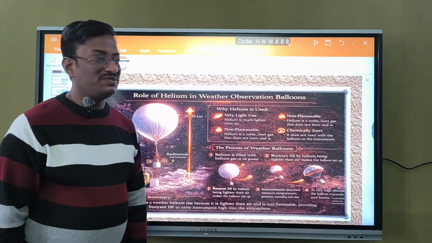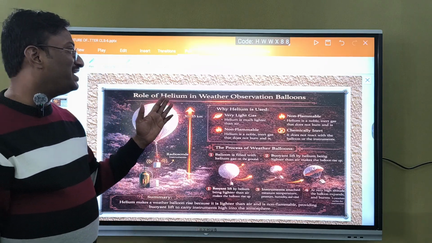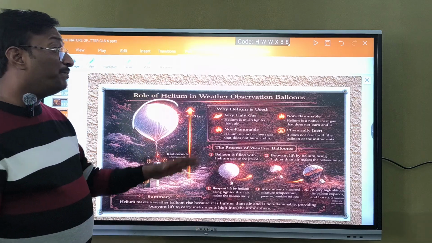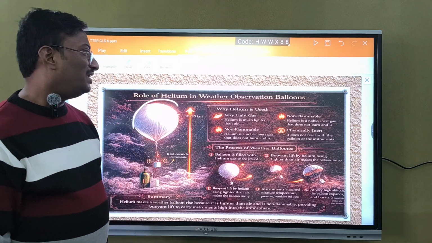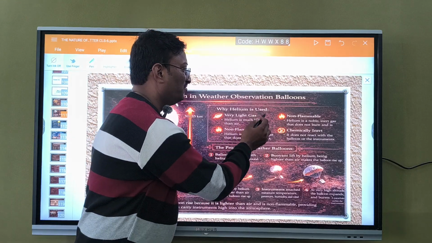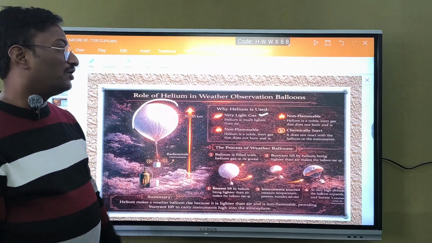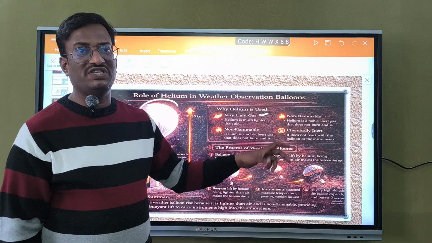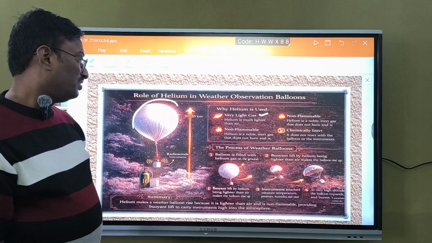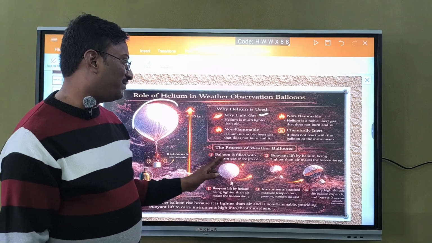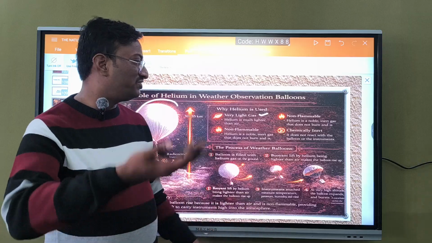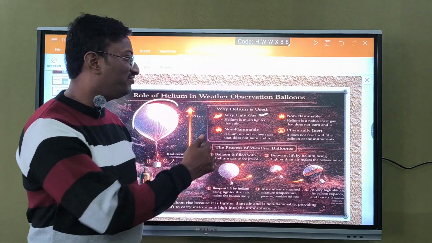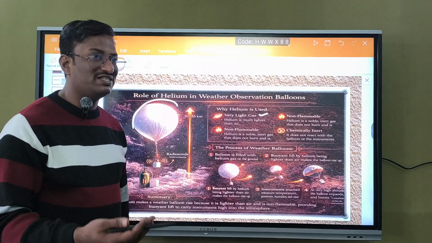One more beautiful concept, children. What is the role of helium in weather observation balloons? See, helium is a very light gas, lighter than air, non-flammable, and chemically inert. It does not react with any substances. So the balloon is filled with helium gas on the ground. Buoyant forces lift it; we will discuss what buoyant force is in further classes. Helium, being lighter than air, makes the balloon rise up.